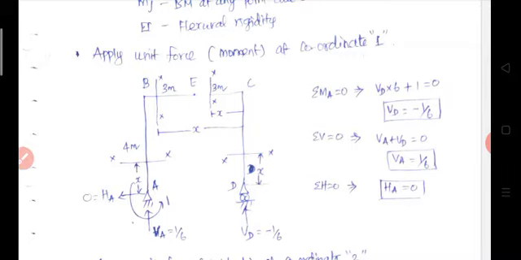So, apply equilibrium equation, summation of moment equals 0. From that equilibrium equation, we determine V d is equal to minus 1 by 6, then summation of V equals 0, so V is equal to plus 1 by 6, then summation of H equals 0, H is equal to 0. Then after determining the support reaction, we determine the bending moment in each and every portion: AB, BE, EC, then DE portion.